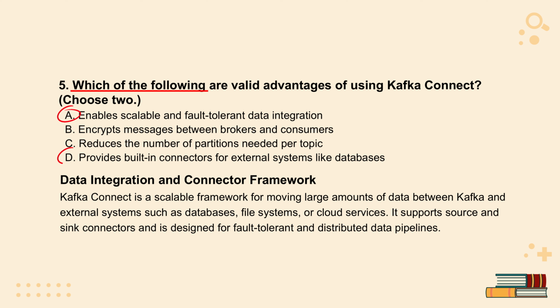Nice. And option D, the built-in connectors. Also key. It provides a whole ecosystem of pre-built connectors for common systems. Think JDBC for databases, S3 connectors, Elasticsearch connectors, loads of them. This means you often don't need to write custom code for integration. You just configure an existing connector. Wow, that must save a huge amount of development effort. Oh, definitely. It makes connecting Kafka to the rest of your world much, much faster and more standardized.